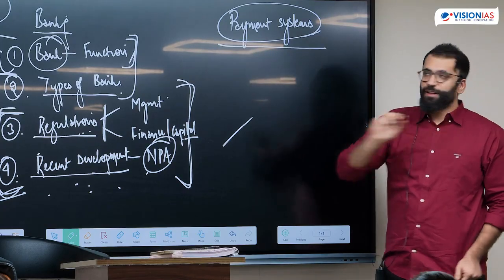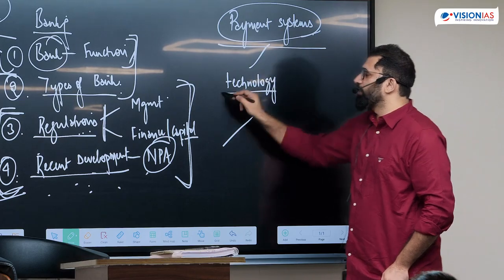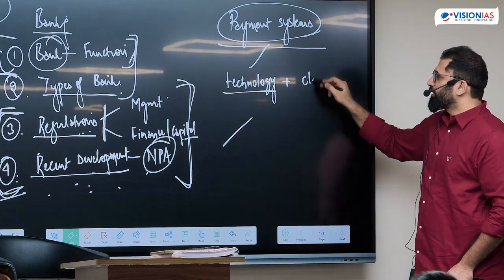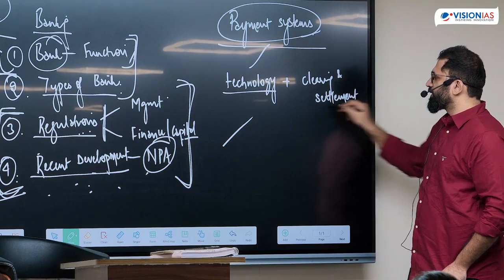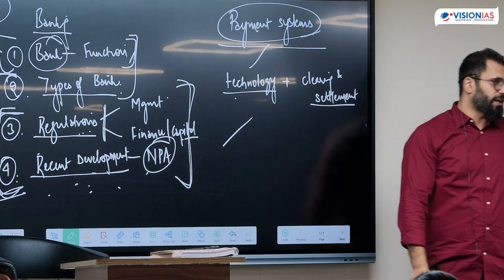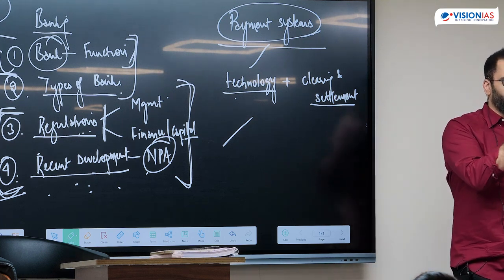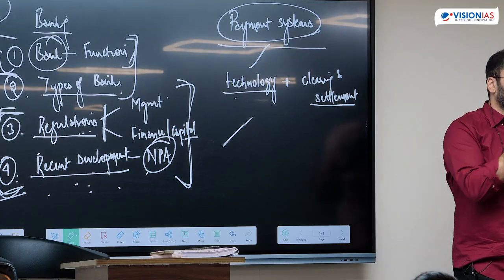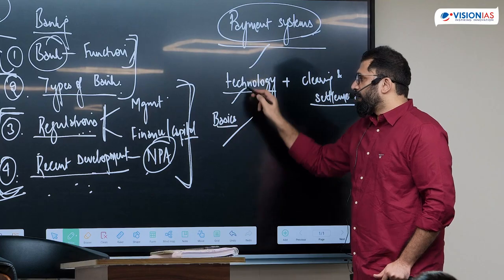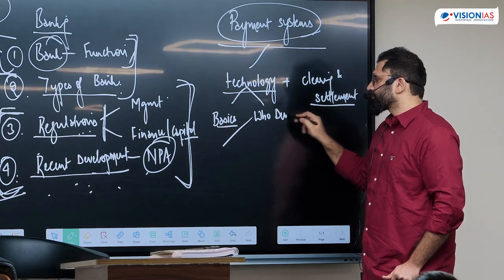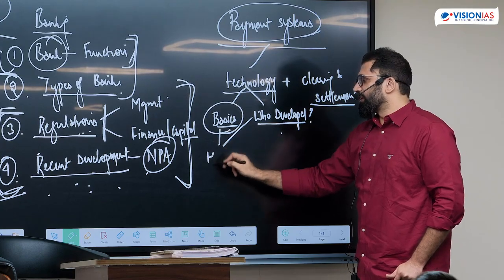So there are two things here. One is, what exactly is the technology behind the payment settlement system or the payment system, and the second is, what is the clearing and settlement system? What do we mean by clearing and settlement system? So technology is, for example, if you use a card, there's a magnetic strip or a chip in the card. If you use UPI, you should know what exactly is the technology behind UPI. Who developed that technology? So basics of the technology and who developed it. And when I mean basics, basics also would include how it functions.